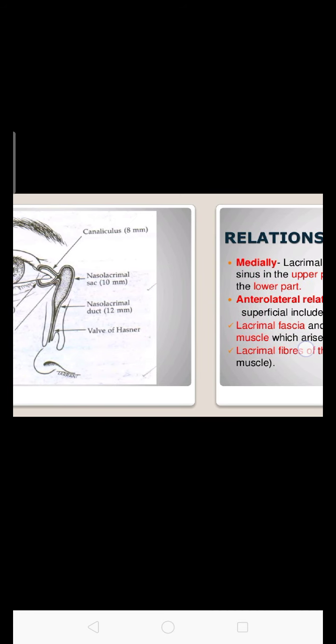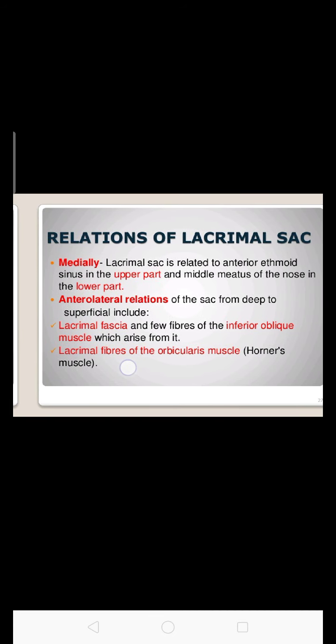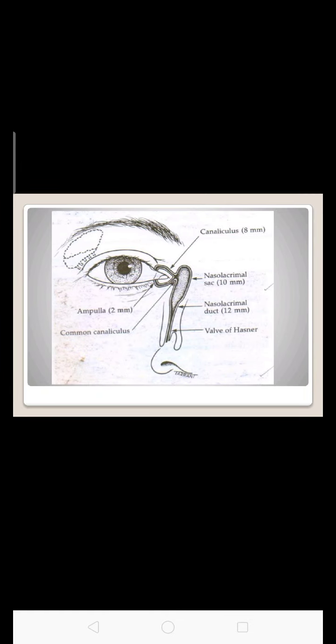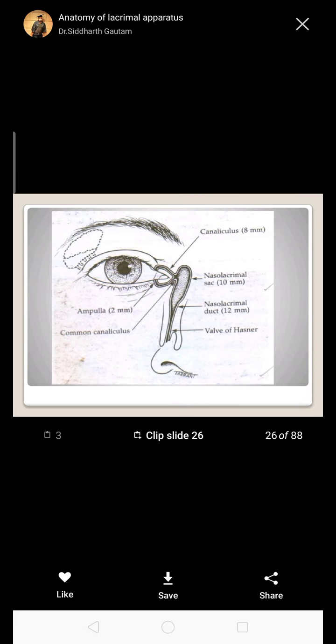Relationship of the lacrimal sac. Medially, the lacrimal sac is related to the anterior ethmoidal sinus. So, if the anterior ethmoidal sinus is diseased, it can encroach upon the lacrimal sac and cause a pathology within it and cause obstruction there, resulting in epiphora.